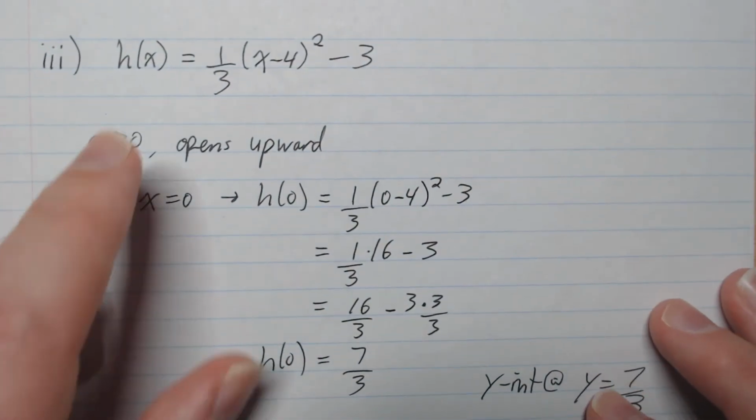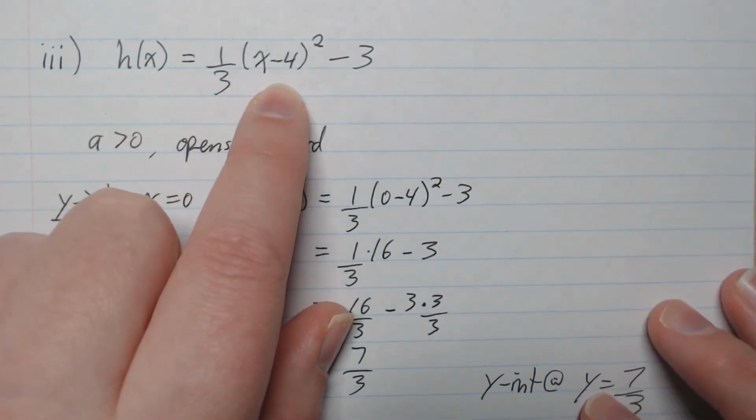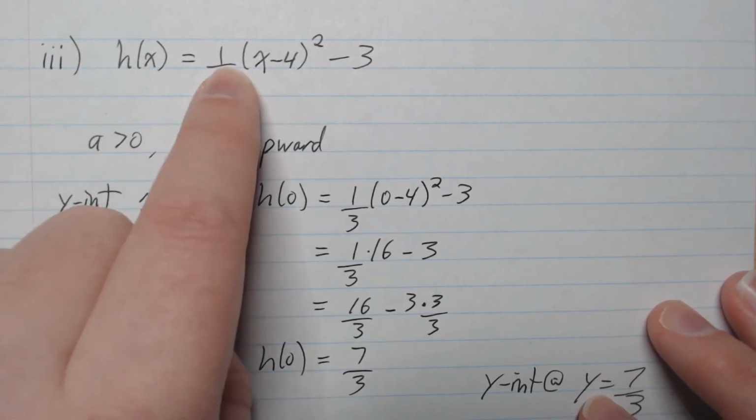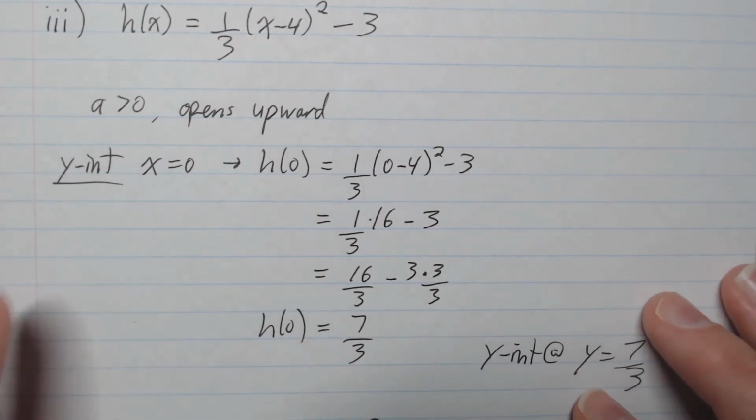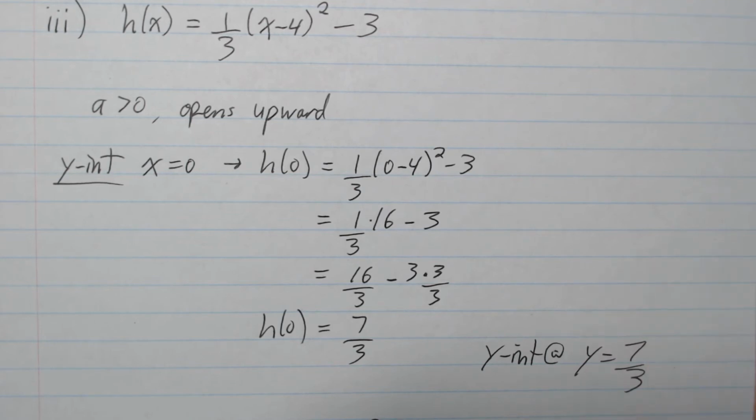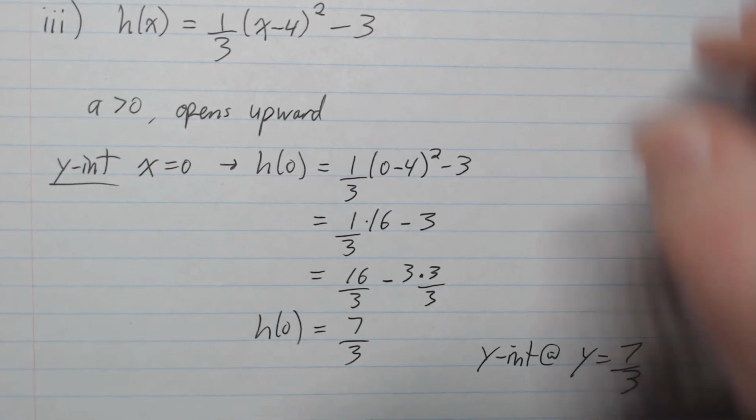Okay, 3. h(x) = 1/3 (x - 4)² - 3. So a is greater than 0, so it opens upwards. Y-intercept, this occurs when x equals 0. So we plug in x equals 0, do the math, and we get 7/3. Okay, so therefore our y-intercept is y equals 7/3.